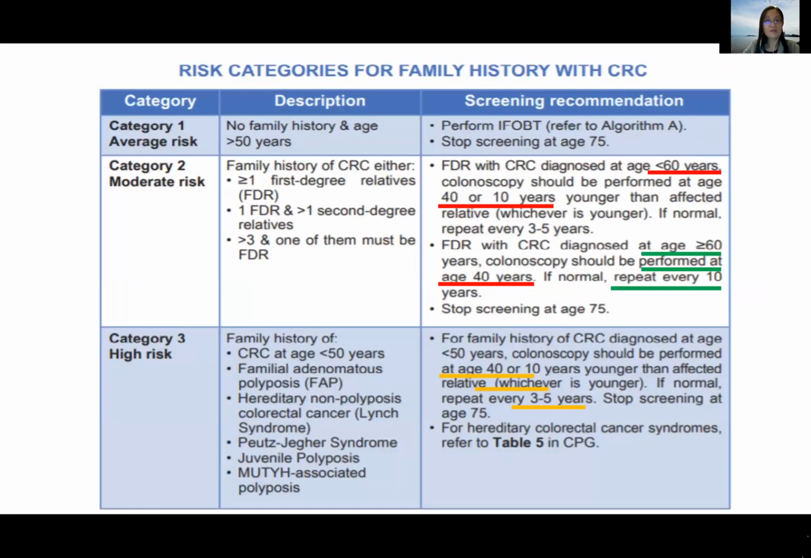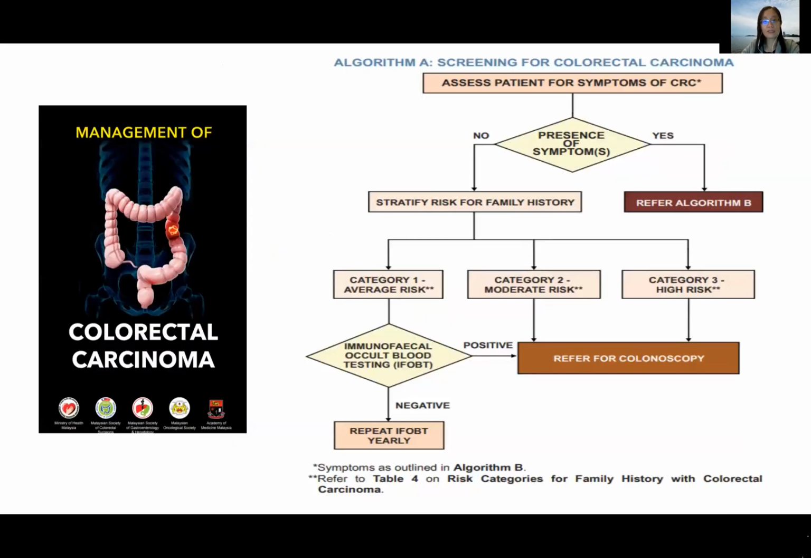So the risk categories for family history of colorectal cancers would be, one, average risk. So there's no family history, the patient is more than 50 years old, you can just do a fecal occult blood test and screen for that, like what I showed just now. You can repeat yearly if it is negative, and if it is positive, then you refer for scope.